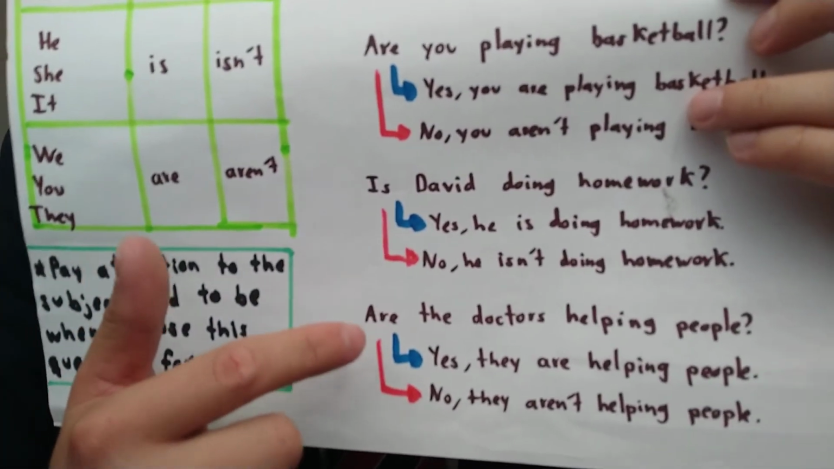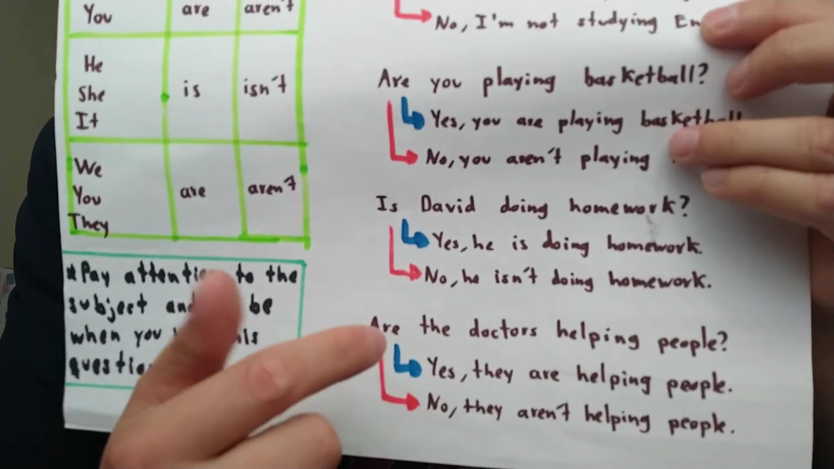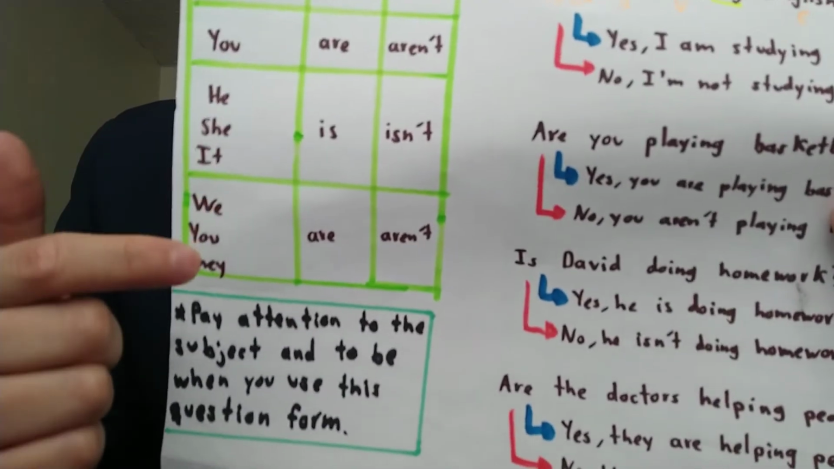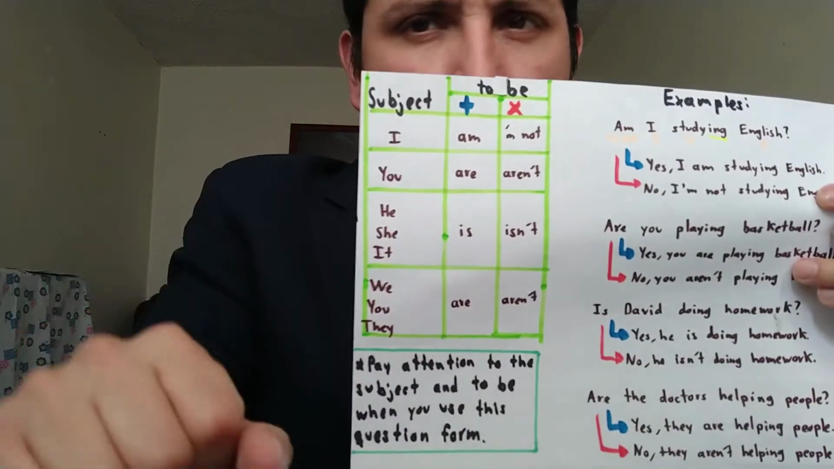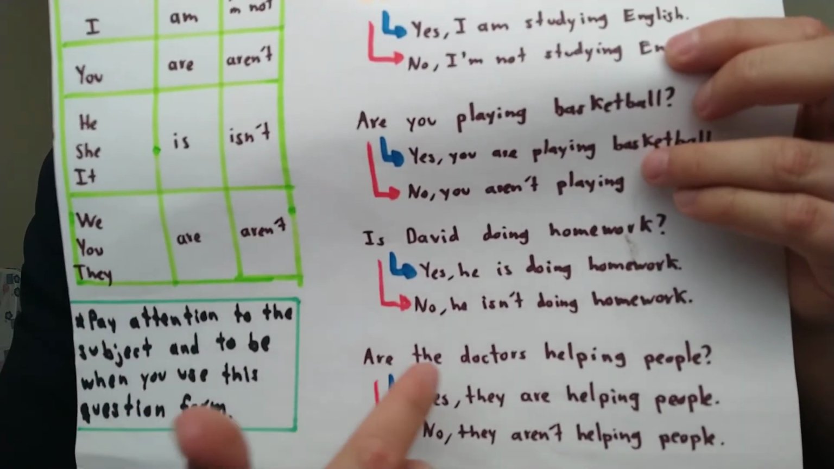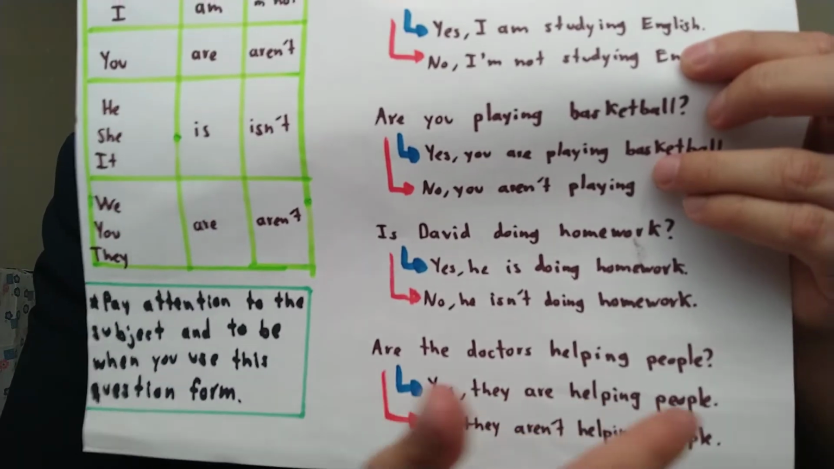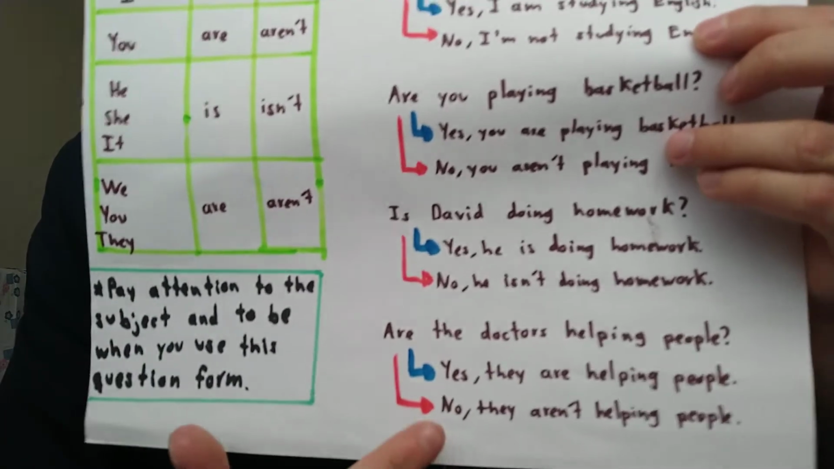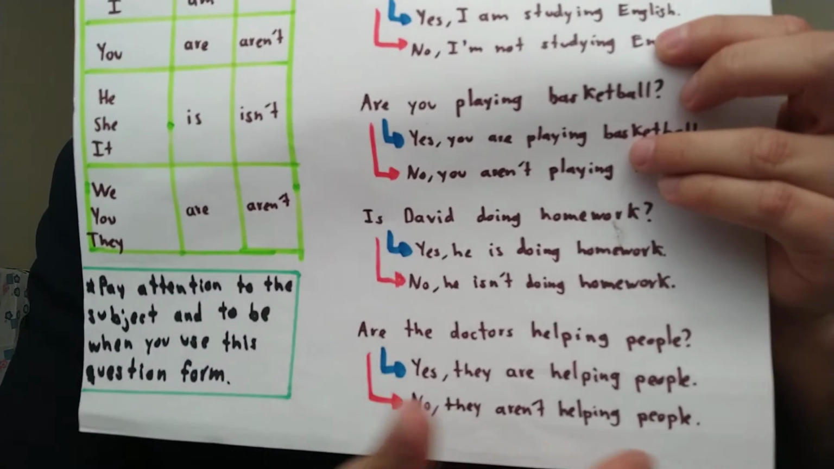Another one. Are the doctors helping people? Are the doctors? The doctors. Plural. Which pronoun? We? Only you? They. So for the answer, are the doctors helping people? Yes, they are helping people. They, the doctors, they. Positive. No, they, the doctors, they aren't helping people.